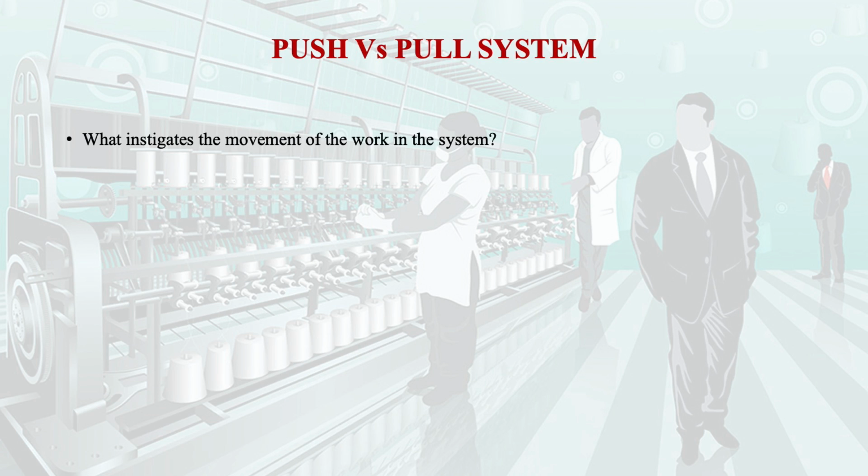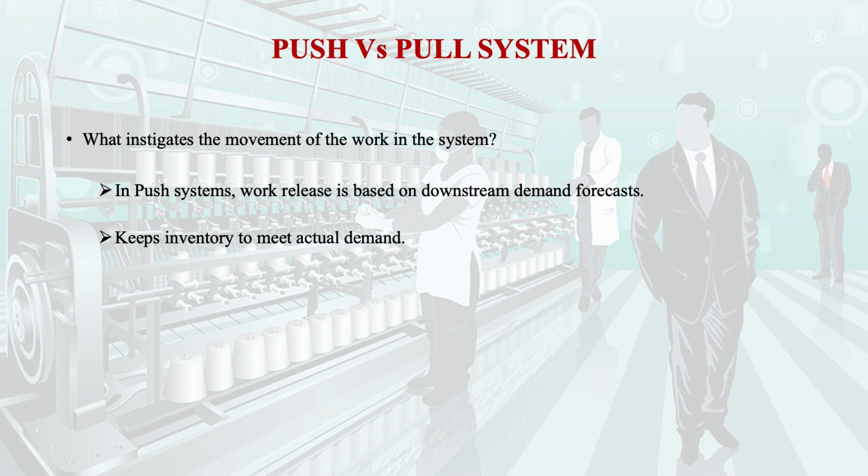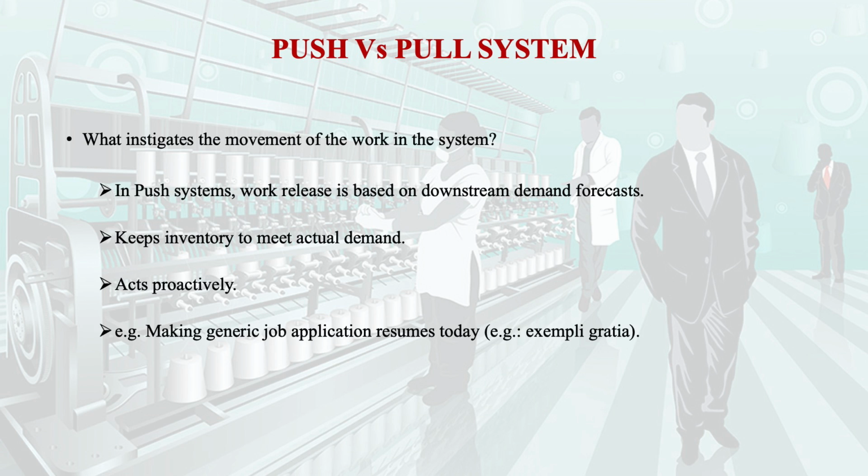What instigates the movement of work in the system? There are two cases. First is your push system. The work release is based on the downstream demand. Just like we keep the inventory to meet the actual demand and act proactively. That means making a generic job application resume today. That means we estimate or predict the demand and we make the products as per the forecasting.